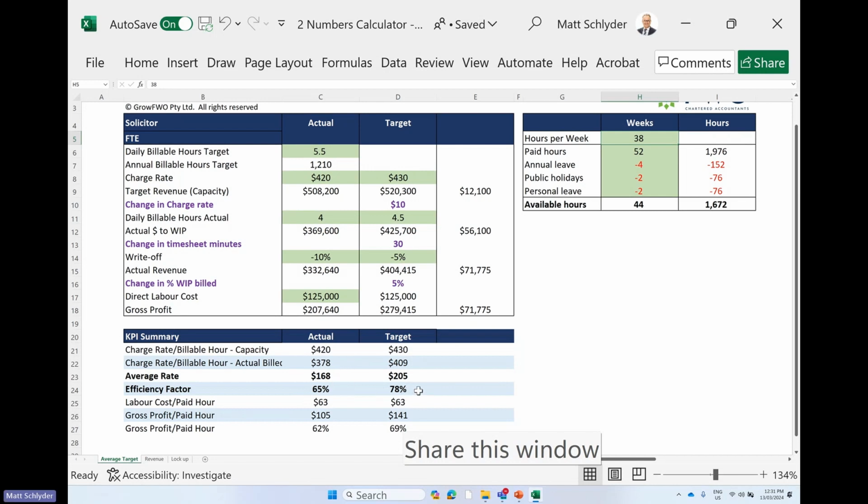So what that does, it has the impact here of increasing our gross profit per hour from 105 up to 141. So really good positive outcomes there, just by focusing on those key strategies. Simple increase in charge rate, strategy to get more time entered into WIP, and then a strategy for reducing the write-offs. And that happens at the point in time of billing. Naturally, those numbers then flow through to better revenue.